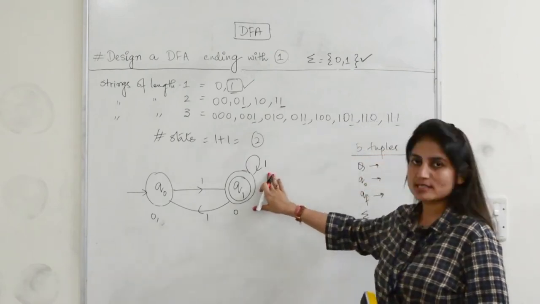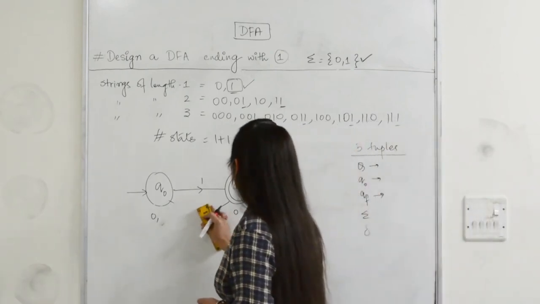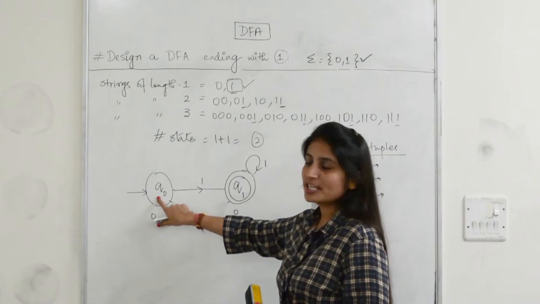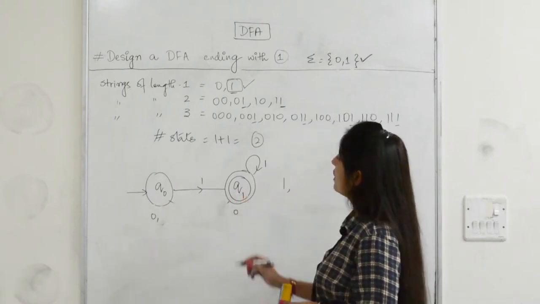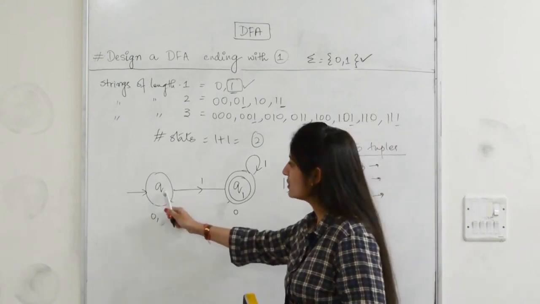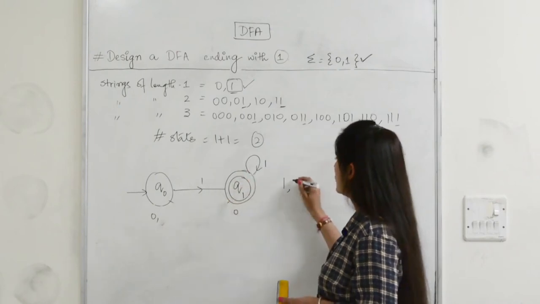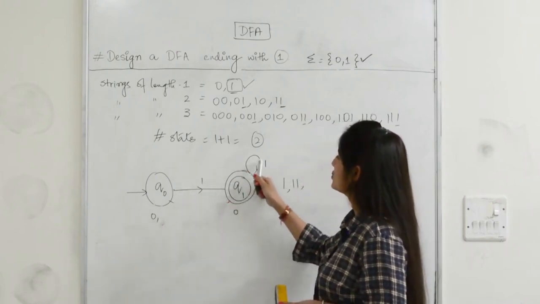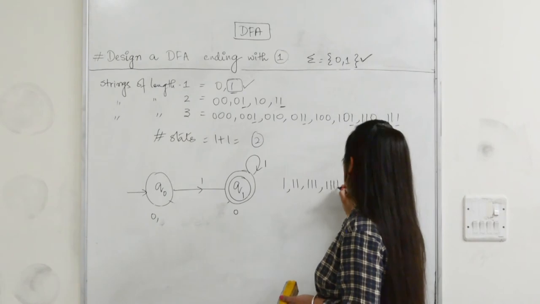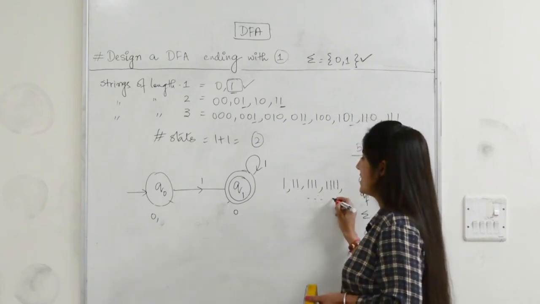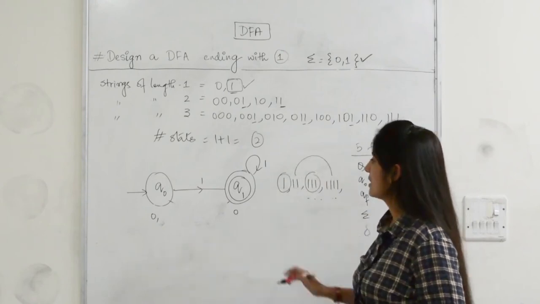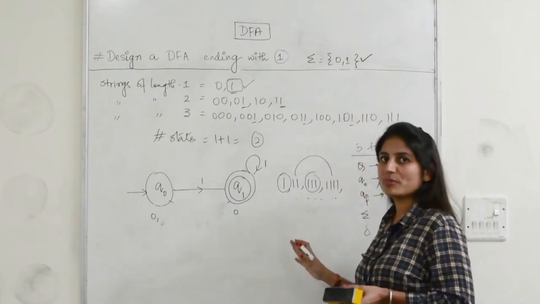Let's first discuss this transition. What are the strings accepted by it? We start from the initial state, we reach the final state, and 1 is accepted. Now if I consider this self loop, which is optional, we can take it any number of times. So 1, 1: 2 ones are accepted. Then 1, 2, 3: 3 ones are accepted. Then similarly 1, 2, 3, 4: 4 ones are accepted. In this way, any number of ones will be accepted, whether odd or even. So it is accepting all possible combinations of ones.